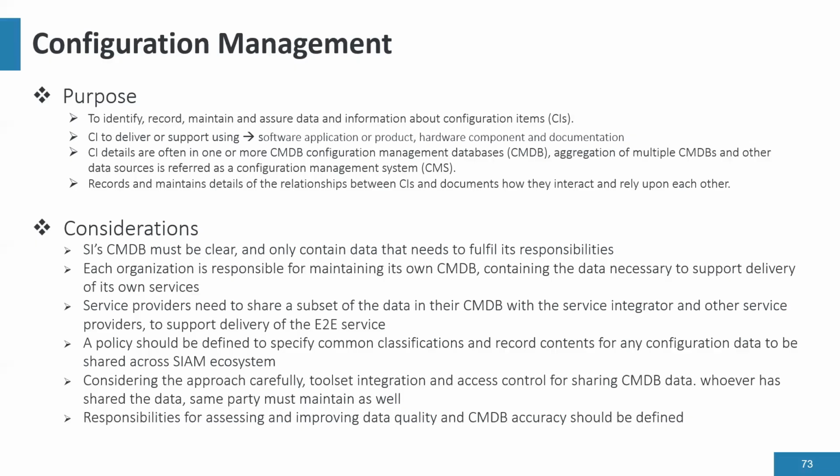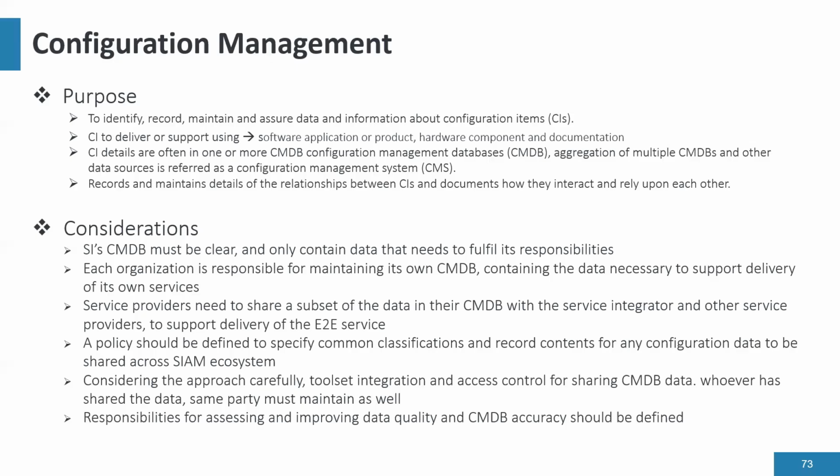CIs to deliver or support, as I said, include a software application, or a product like a SaaS product or any software product, hardware components, and documentation. CI details are often in one or more CMDBs, right? So basically, first of all, you have a CI, and that CI information is available in the CMDB. But if you consider multiple CMDBs, let's say there is a single service provider or multiple service providers, they might have multiple CMDBs, and these multiple CMDBs are part of a CMS, nothing but a configuration management system. And of course, the data sources of one CMDB would be connected with another CMDB.